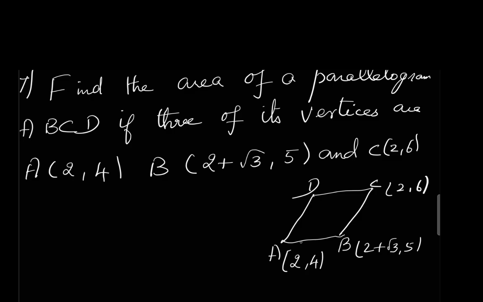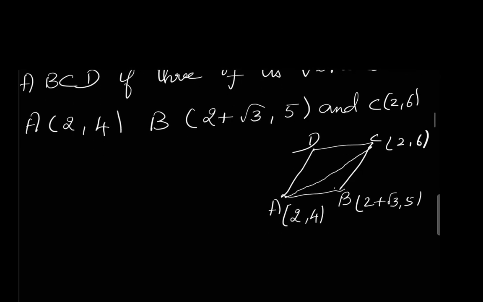And also, one more concept: in the parallelogram, if you draw the diagonal, the parallelogram is divided into 2 equal triangles. So the 3 vertices for one triangle are given for you. Triangle ABC. That area is the same as the triangle ACD also. So first find the area of triangle ABC.